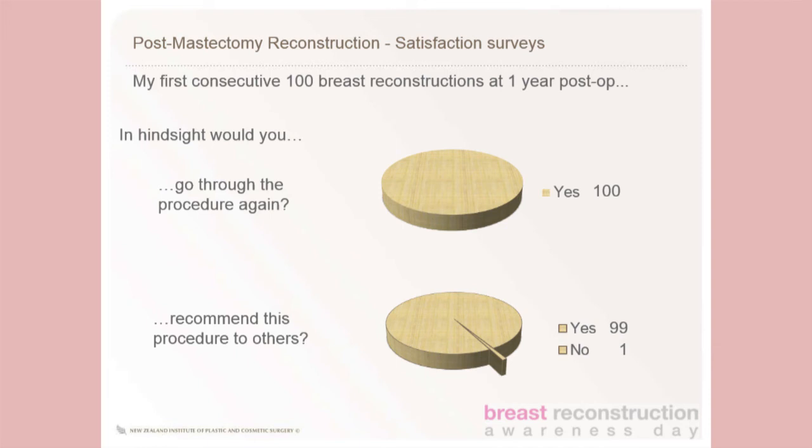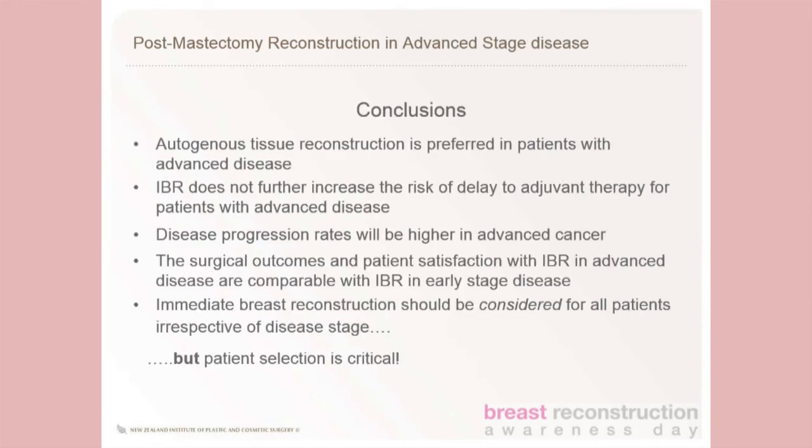That's not because we do things perfectly. I get complications, we have problems. As I say, there are patients who are really unhappy. But if you choose motivated patients, if you select as best as possible the right operation, generally speaking, patients will say, I'm glad I did it and I've recommended it to others. So the conclusions are, generally speaking, it's better to use your own tissue, especially in advanced disease. And immediate breast reconstruction doesn't increase the risk or delay getting other treatments for your cancer.